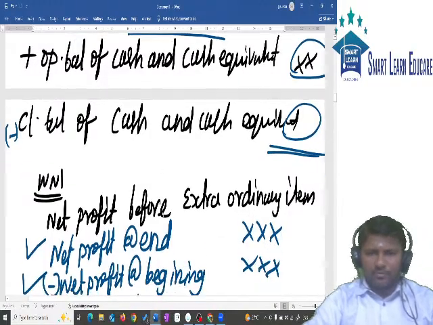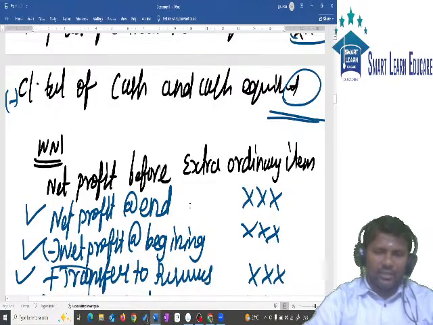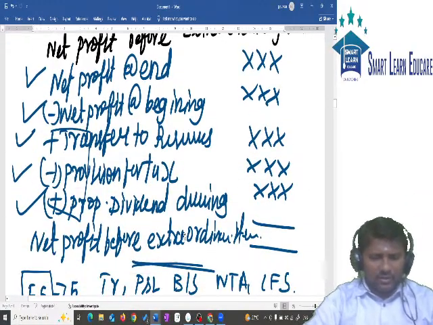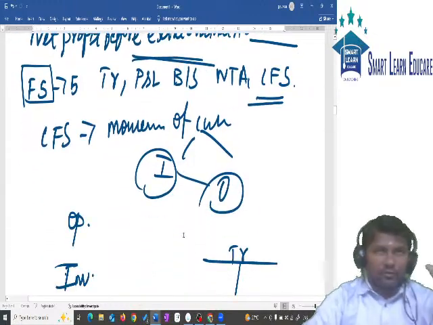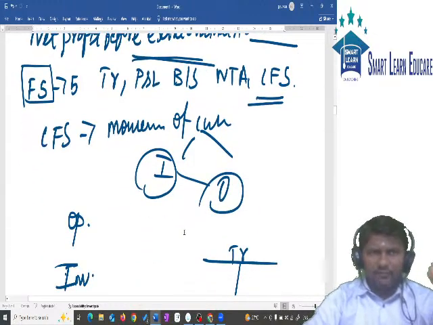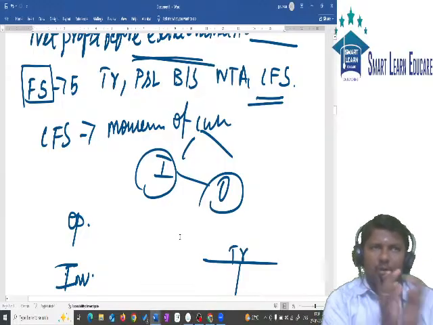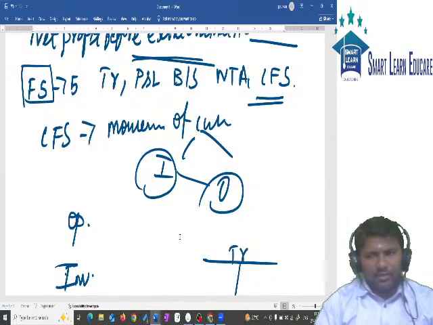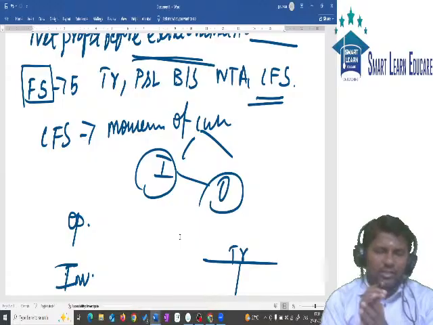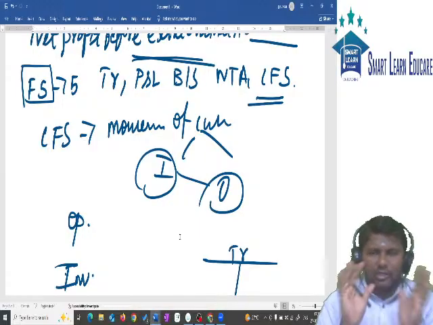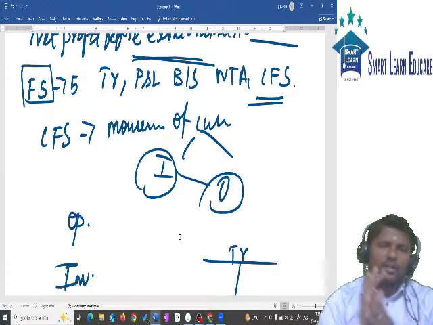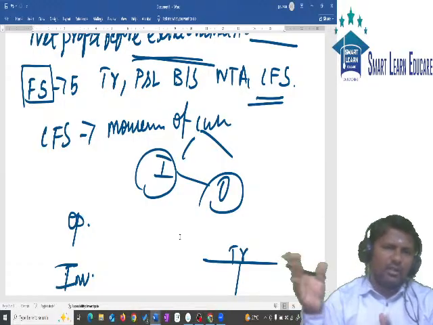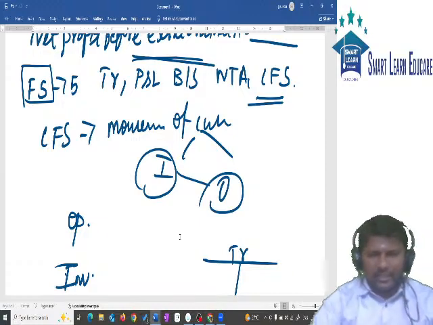When we do a full-fledged problem, you will understand this format in a much better way. Again we will revise this format. Okay, so first one, net profit before extraordinary items. With this, certain non-cash items and non-operating items should be added. Then you will be getting cash flow from operation. With that, the working capital changes should be done. After that, we should subtract extraordinary items. Income tax paid should be subtracted. You will be getting cash flow from operation. Then investing activity, asset related things. Then financing activity, liability related things.